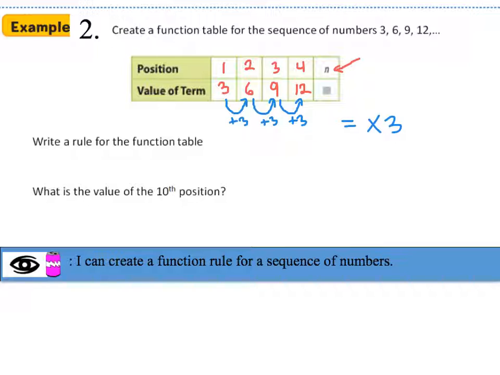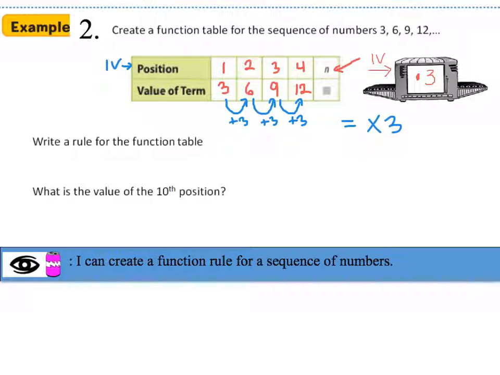So what this means is I'm going to take my independent variable, which is the position. I'm going to take those numbers and plug them into a function machine. And the function machine says you're going to multiply it by 3. So if I take 1, which is my first position, and I plug it into the function machine and times it by 3, I get 3, which is my output value. Notice I have 3 in the value of term for the first position.